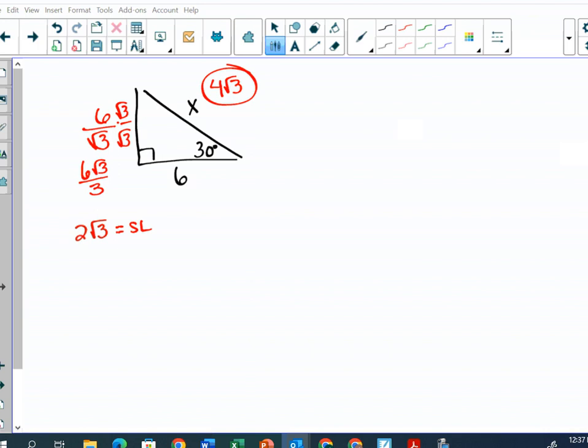Yeah, it's review. Very much. No, because this isn't the hypotenuse of this triangle.